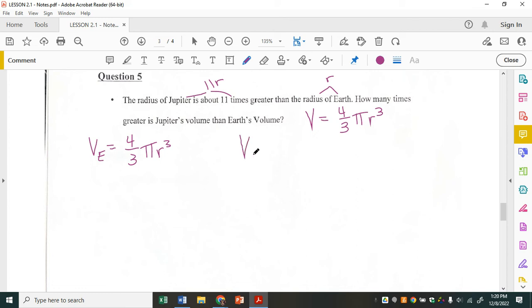If I find the volume of Jupiter, I would take 4/3 times pi, but my entire radius is raised to the third power. And now my radius is 11r. So I'm raising that entire thing to the third power. Okay? I have to simplify this, which means I'm going to bring the 3 to become the exponent on the 11 and the exponent on the r.